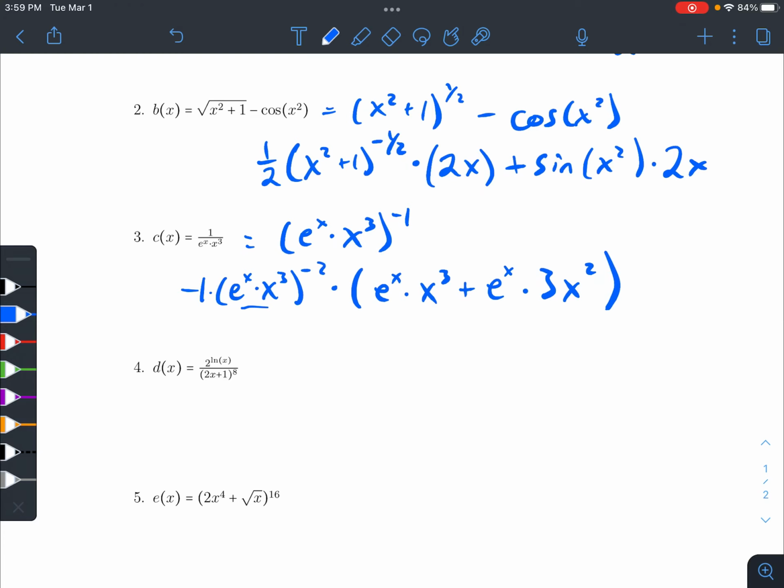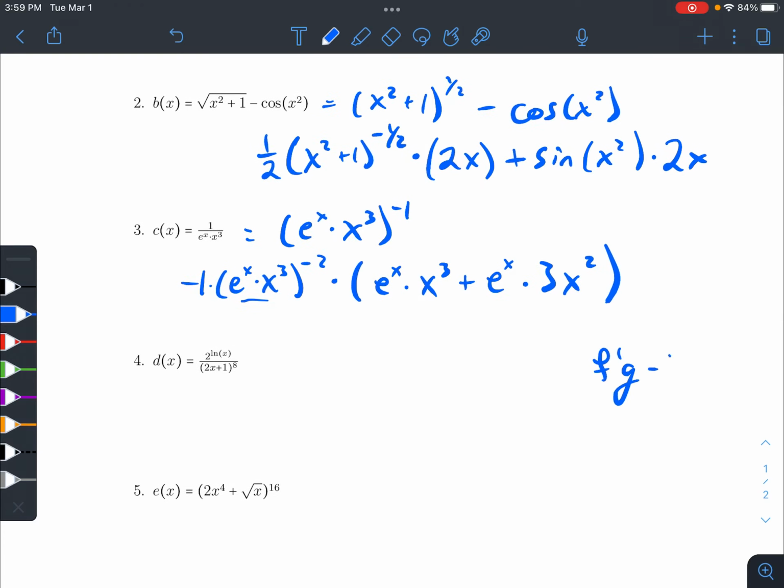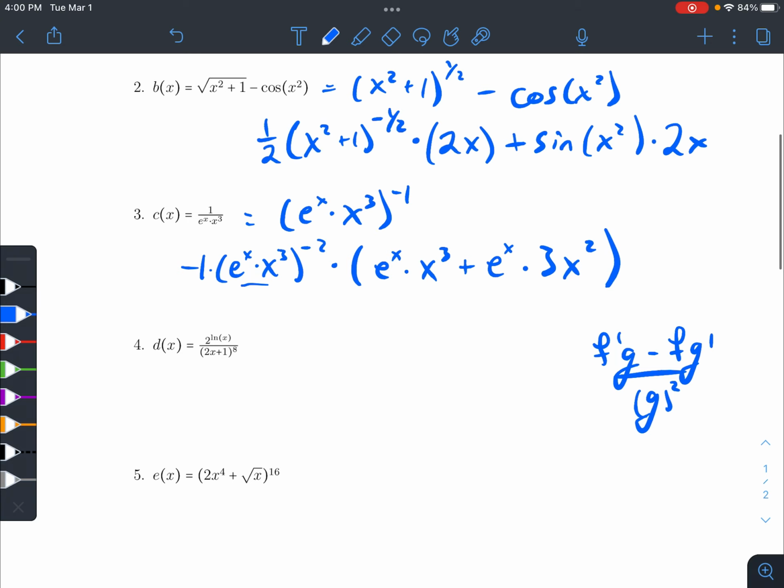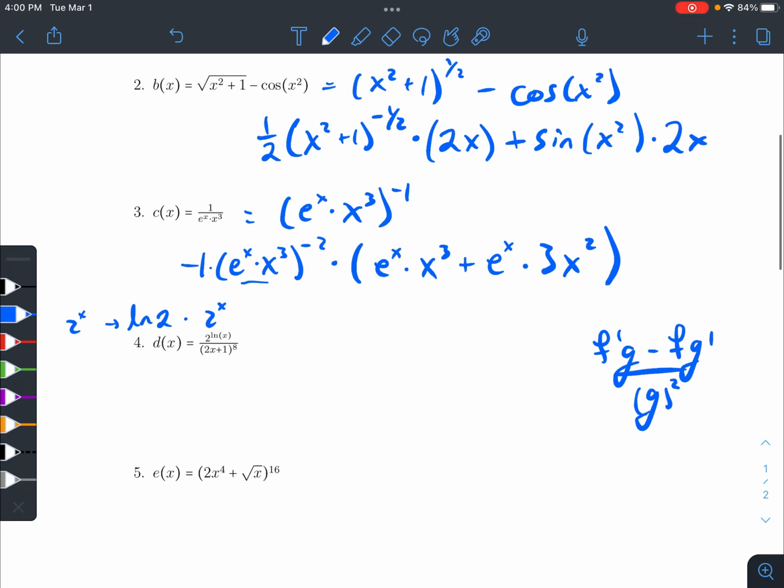All right, now with the next one, I'm going to have to do a quotient rule. So I like to think of it as f prime g minus f g prime all over g squared. If you like the low d high thing, high d low, whatever, just do what works for you. So I do the derivative of the top times, and then leave the bottom alone. The derivative of 2 to the x is ln of 2 times 2 to the x. So the derivative of 2 to the something is ln of 2 times 2 to the something, and then multiplied by the derivative of that something, which is 1 over x. So that's my derivative of the top.